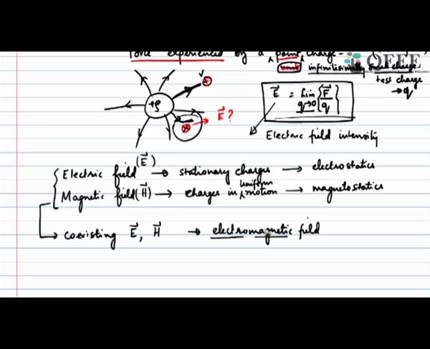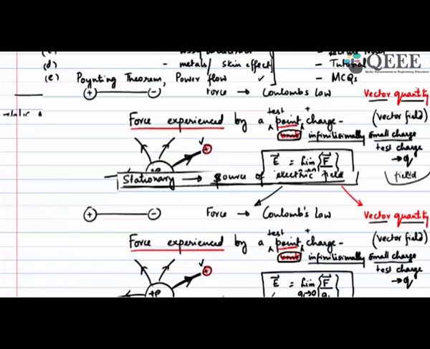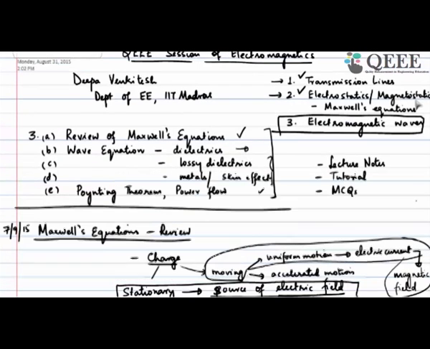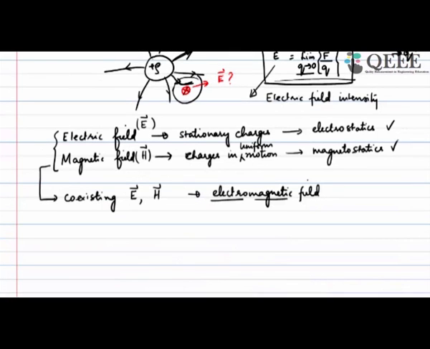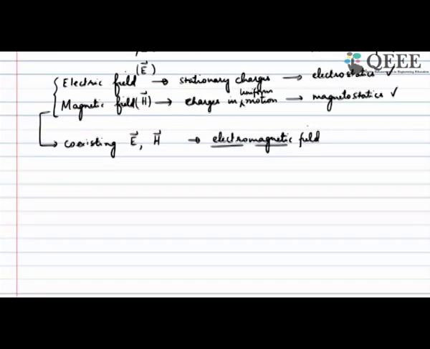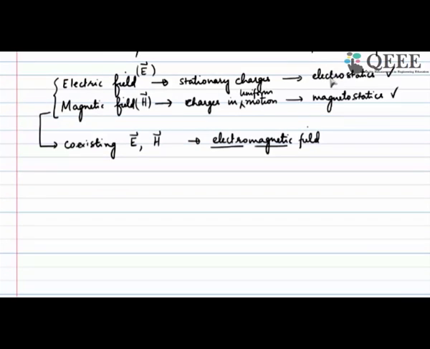If they are existing independently, they can have their own existence independently. I can always have an electric field without a magnetic field. I can always have a magnetic field without an electric field. That is the domain of electrostatics and magnetostatics, which is what we talked about in our previous QEEE session. We talked about electrostatics and magnetostatics. When they are coexisting, you have an electromagnetic field. Now, before going to electromagnetic field, we will revise what we did in electrostatics quickly.